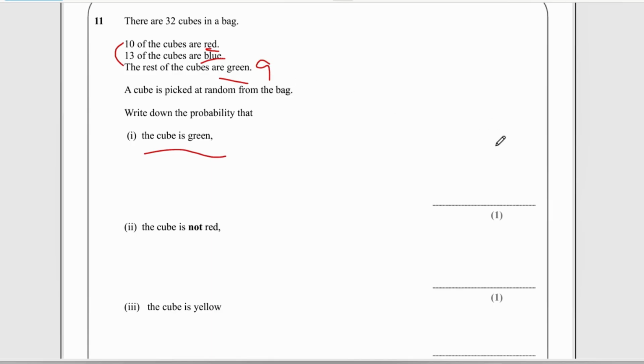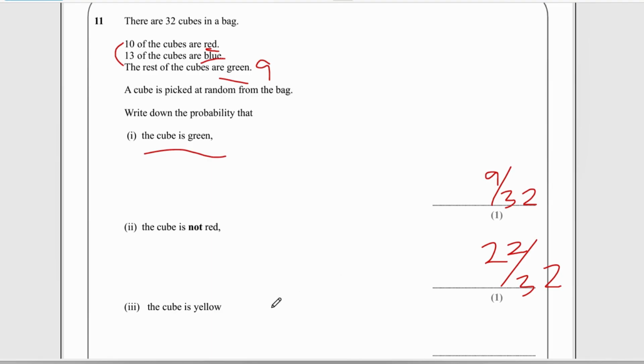What's the probability of having a green cube? It is going to be 9 over the total. Okay, 9 over 32. The probability that the cube is not red. So if the cube is not red, it can be blue or green. Okay, so if it is blue or green, add the blue and the green together. That means they're not red. So 13 plus 9 is 22. And that will give you 22 out of the total, which is 22 over 32. If you like, you can simplify.